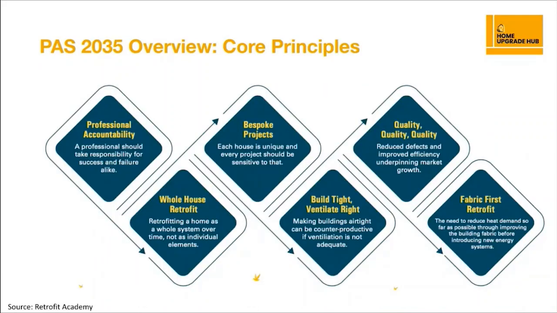So there's 6 core principles that are embedded in PASS, and I think it's important to just cover those, because you'll understand that they kind of run through the whole thing. So the first one's around professional accountability. So this idea that professionals within the industry should be taking responsibility for the success and the failures of projects. Whole house retrofit. So this is the idea that we need to be thinking about retrofitting homes as a whole system, not necessarily all at once, but definitely having this view on a whole house plan.